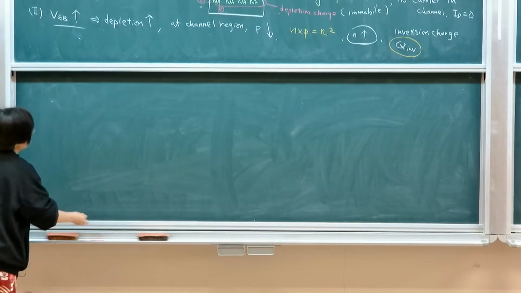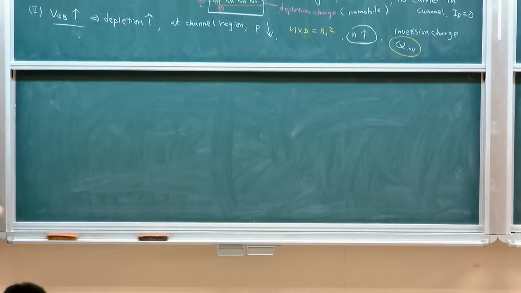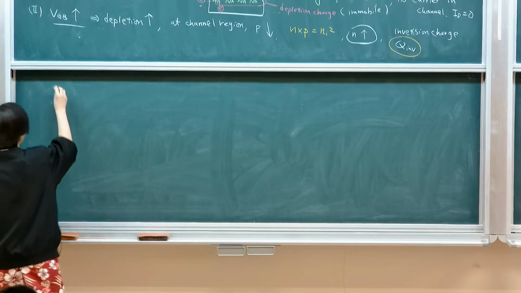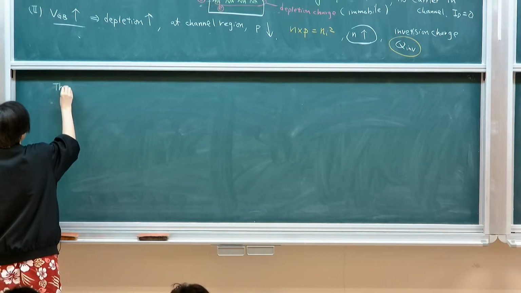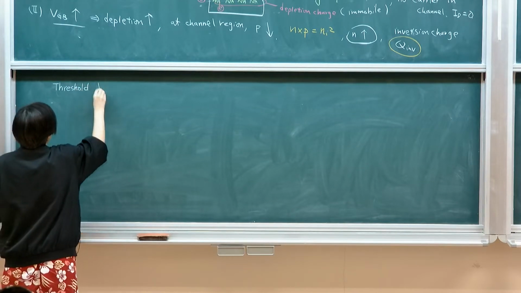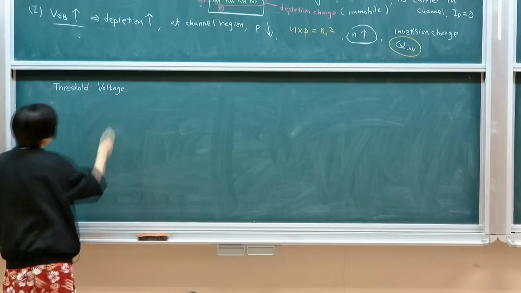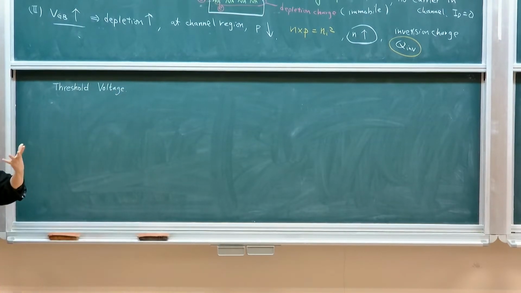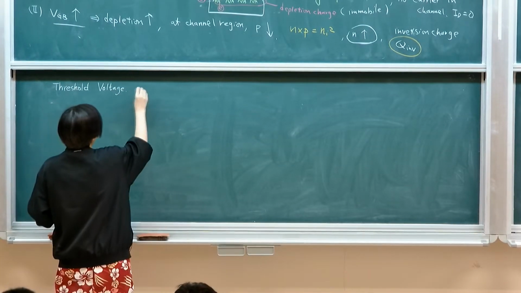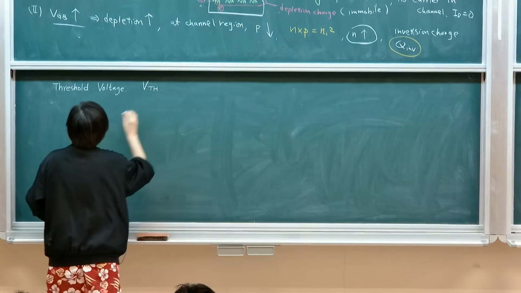So the next thing is that typically there will be a voltage required for this inversion to happen, something called a threshold. This is one of the key parameters of MOSFET transistors, called the threshold voltage. And it will be given to you. It will, of course, depend on device structure. We're not going to discuss that a lot here, but the parameter is called VTH.